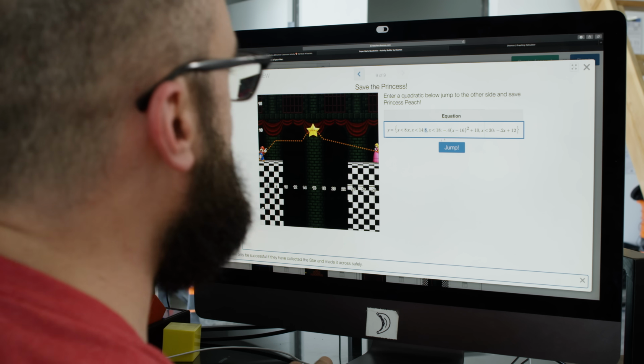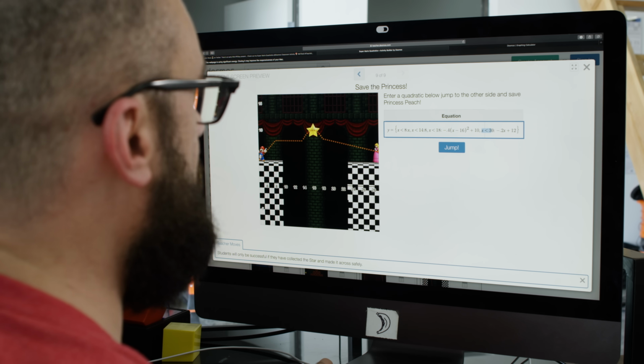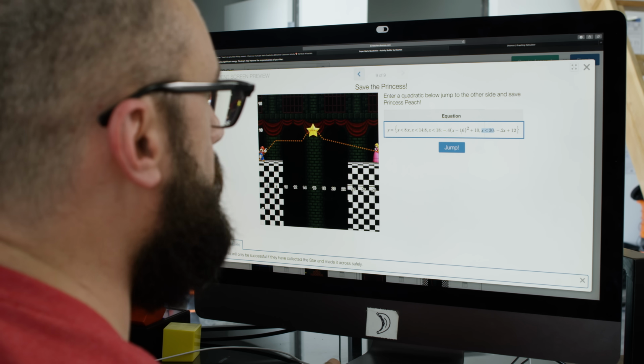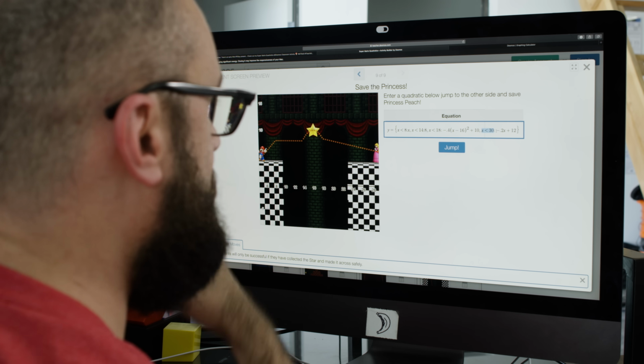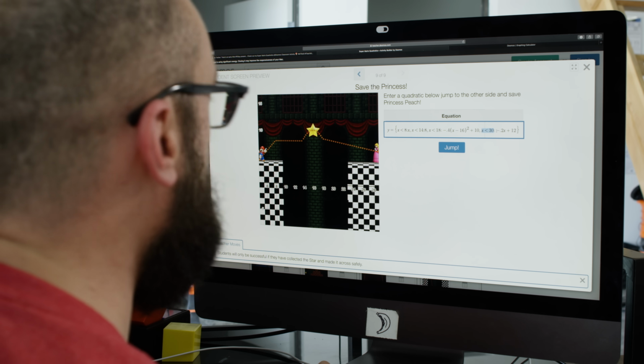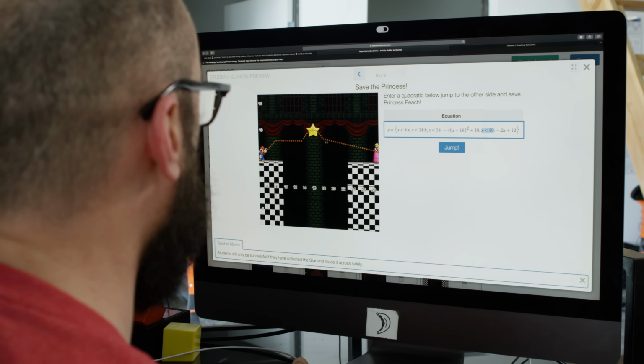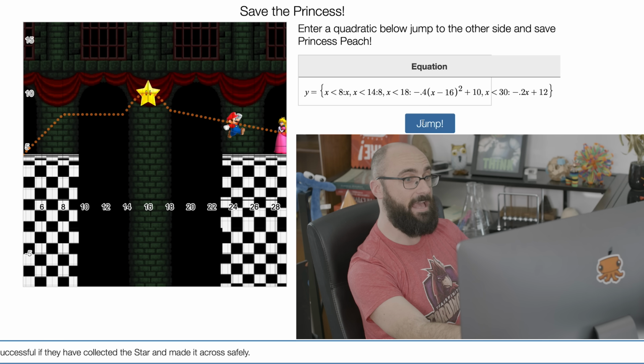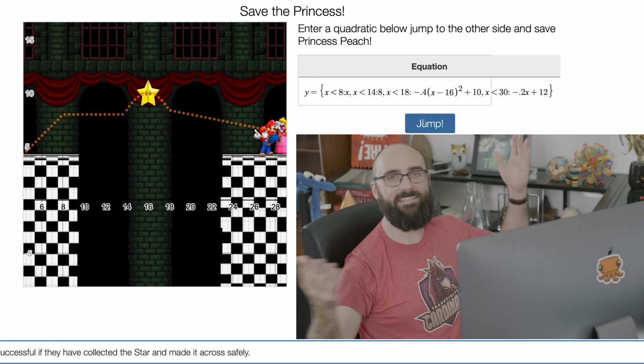And then after 18, for any x below 30, that's also greater than 18, I have a linear function, which is the rule connecting the x's to the y's: y equals negative 1/5 x plus 12, sending me right to the princess. You guys ready? Here we go. Psh, yoink, and success. I did use a quadratic here.